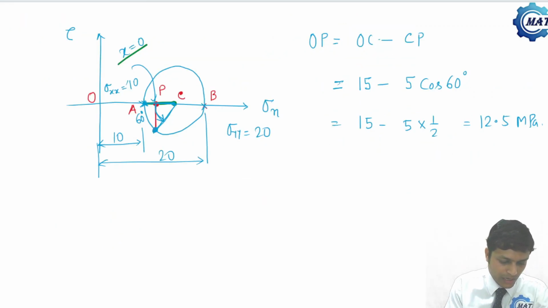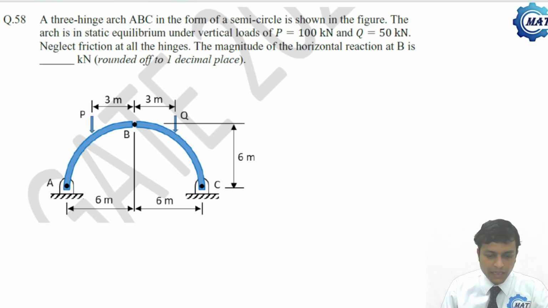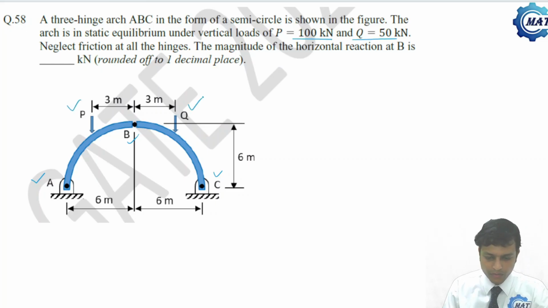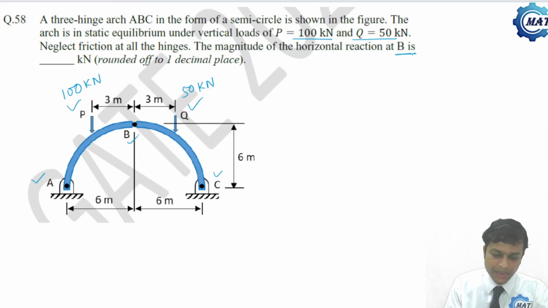Now let us come to the next. A 3-hinge arch A, B, C in the form of a semicircle is shown in the figure. The arch is in static equilibrium under vertical loads. P is 100 kilonewton and Q is 50 kilonewton. So here it is 100 kilonewton and here it is 50 kilonewton. Neglect friction at all the hinges. The magnitude of horizontal reaction at B is to be determined.